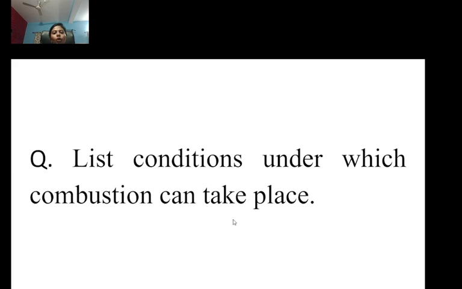Right. Now, list conditions under which combustion can take place. You have to give conditions under which combustion can take place. Yes, presence of oxygen. Alright. That means presence of combustible substances. Yes. Presence of supporters of combustion, that is oxygen. Okay. And attainment of ignition temperature. Good, Samir. What about the other student? The answer will be the same. Answer is same. Yes. Alright.